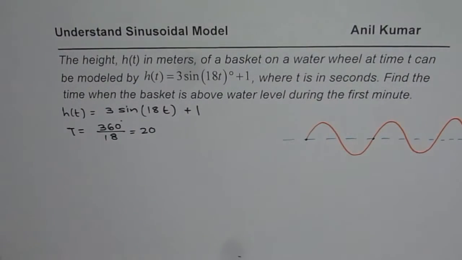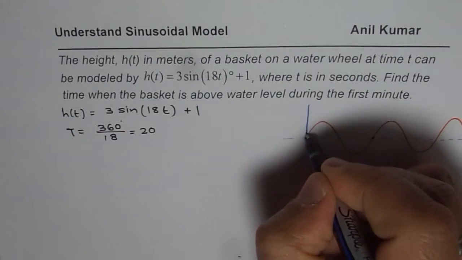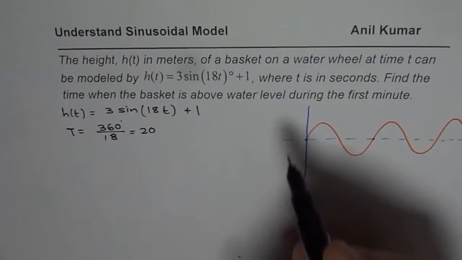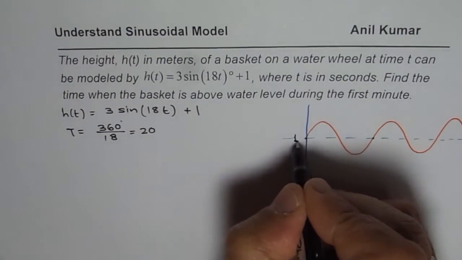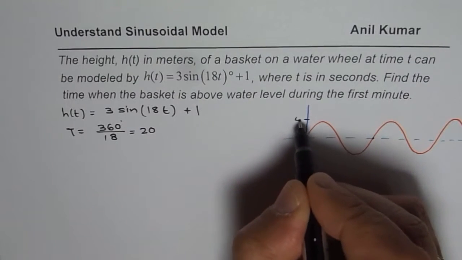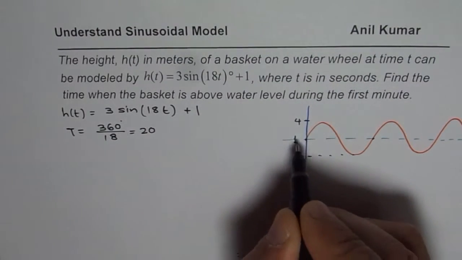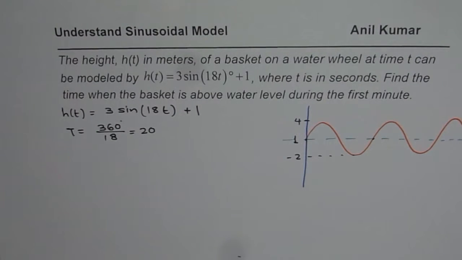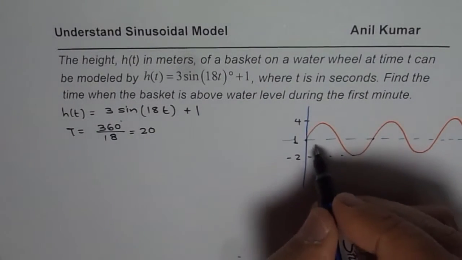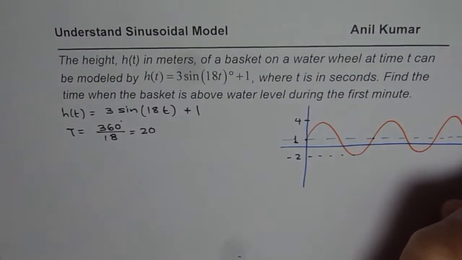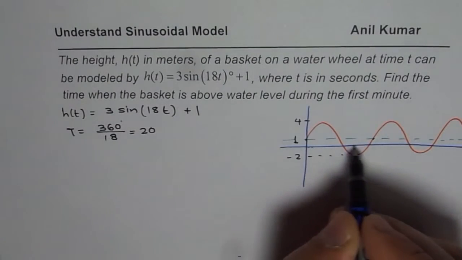So let me now make some scale here so that we understand exactly what we are trying to do. In this particular situation, the axis is at 1. Amplitude is 3, so it goes a maximum of 3 up, so it is 4, and it can come 3 down, that means minus 2. So the water level is at 0.